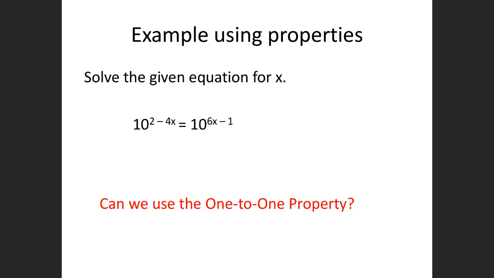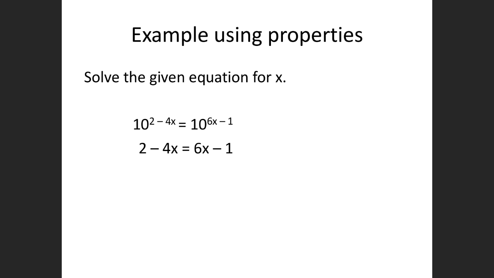Solve the equation for x. So if you see here, can we use the one-to-one property? The answer would be yes, because we have two exponential expressions that have the same base. I have a base of 10, and a base of 10. So I can use my one-to-one property, which says that for these two exponential equations to be equal to each other, the inputs also have to be the same. So that's what I'm going to do. That 2 minus 4x has to be equal to 6x minus 1.